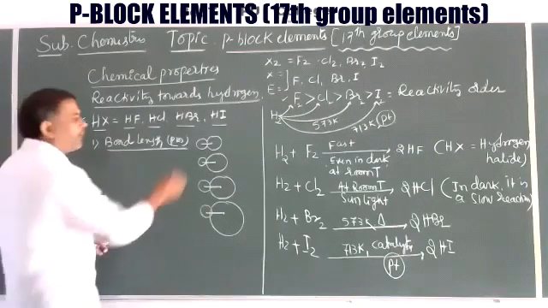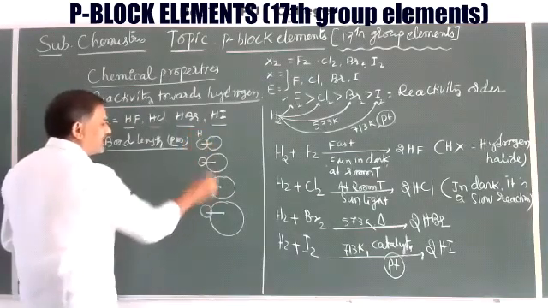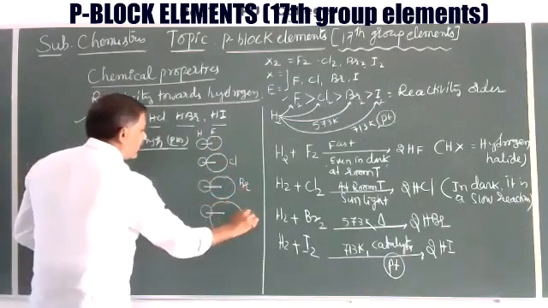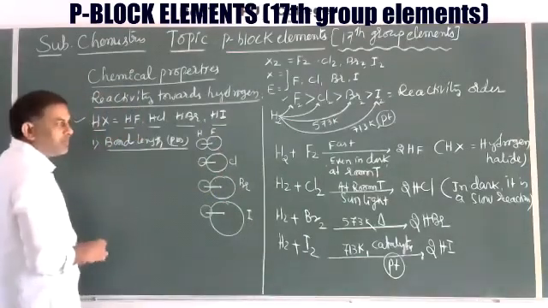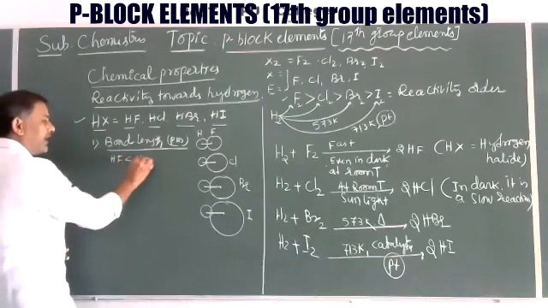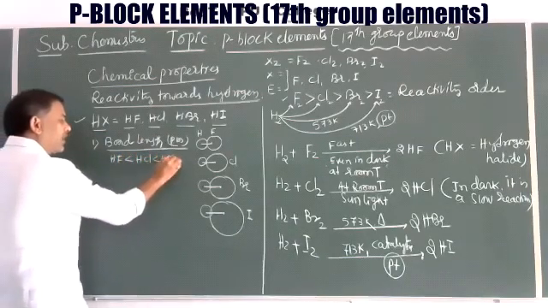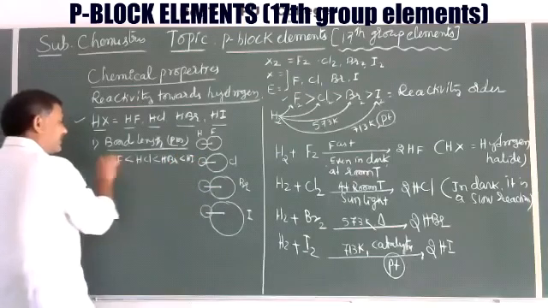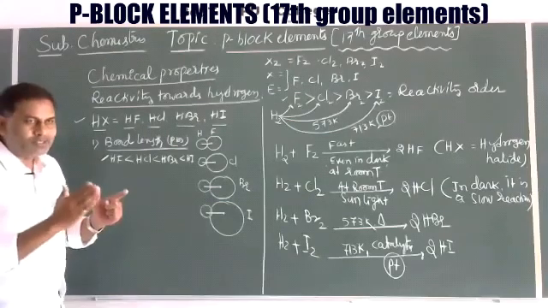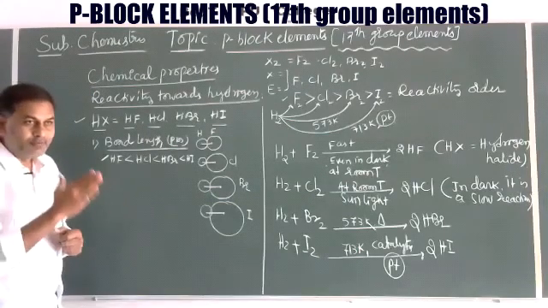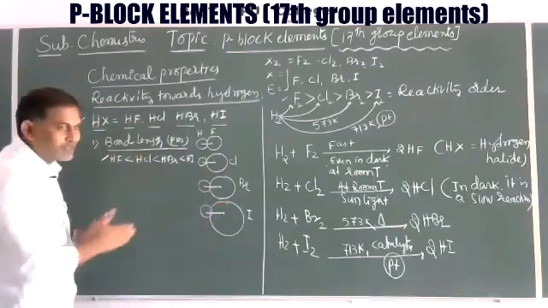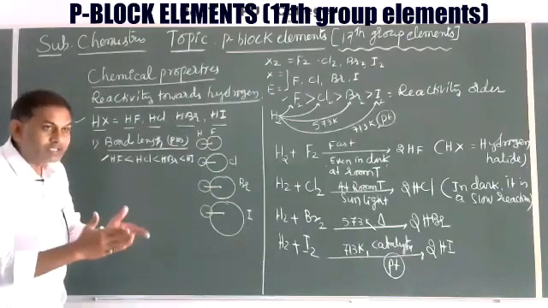When size increases, with iodine as the common size, and fluorine, chlorine, bromine, and iodine, the size increases. That's why bond length of HF is less than HCl, less than HBr, less than HI. Whenever bond length increases, what happens to bond dissociation enthalpy? Bond dissociation means breaking the bond between hydrogen and halogens. Bond dissociation enthalpy decreases.